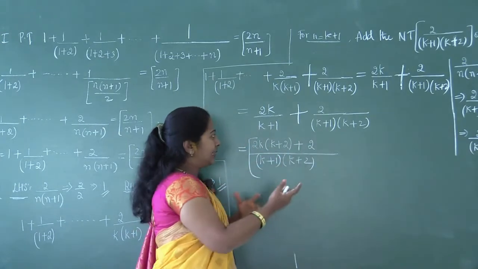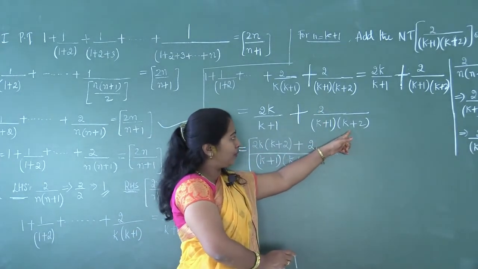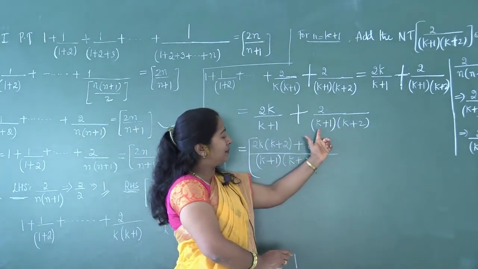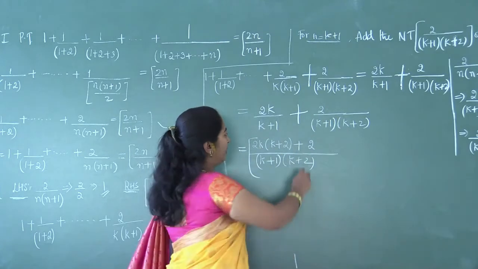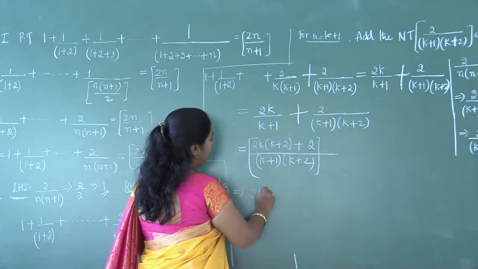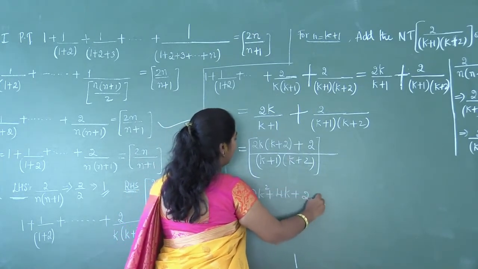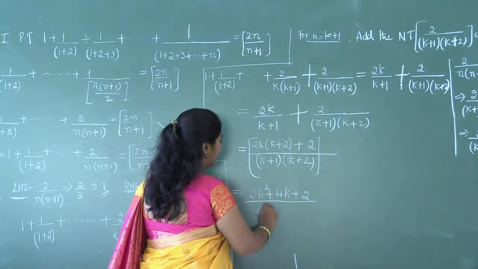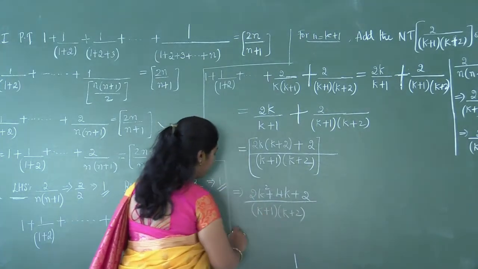When you consider the second term, what is the second term? 2 divided by k plus 1 into k plus 2. So when you take the LCM, k plus 1 and k plus 2 get cancelled, left out is 2. This can be written as what? 2k square plus 4k plus 2, whole thing divided by k plus 1 into k plus 2.